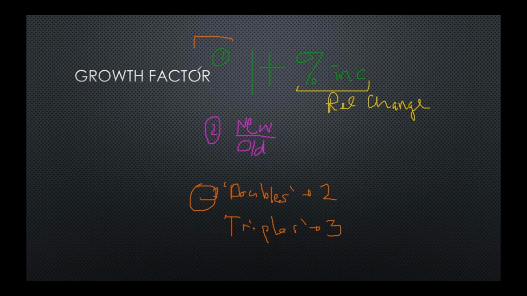So really, the first and second ways are the most common, and it depends on how they give you the information. If they give it to you in percent form, you would use the first method. If they just give you values, you generally would use the second method.